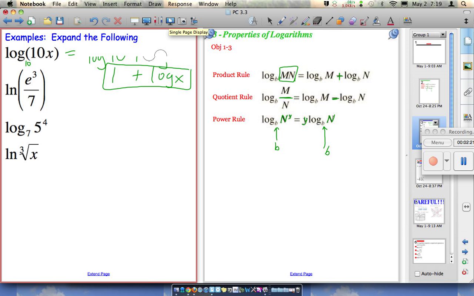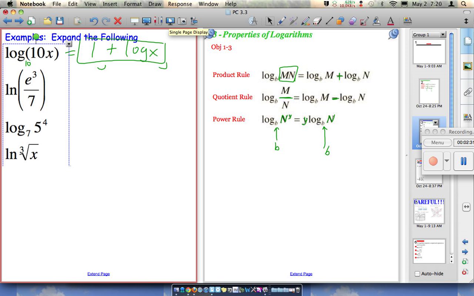The next example, now we have natural log. So when working with natural log, the base is e, of course. But I notice a division in here, so I'm going to separate it by using subtraction. So I have natural log of e to the third minus natural log of 7. Expanding using the quotient rule.